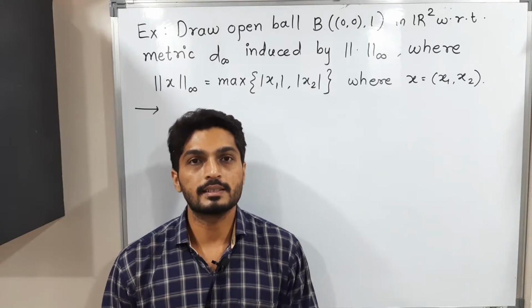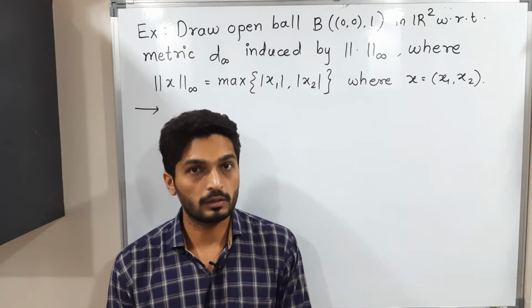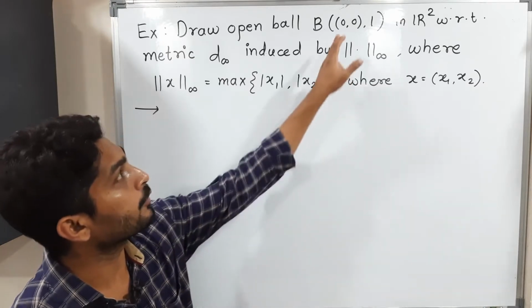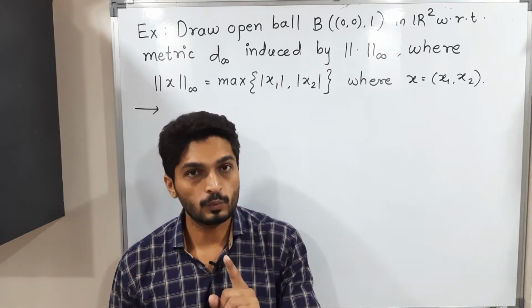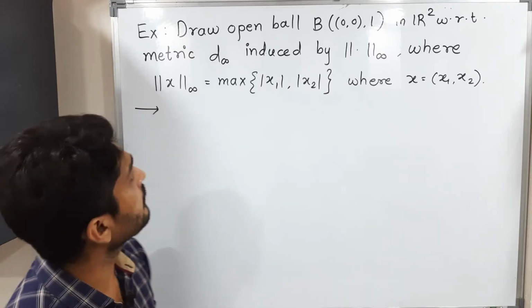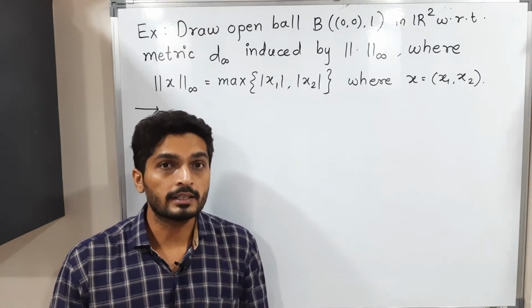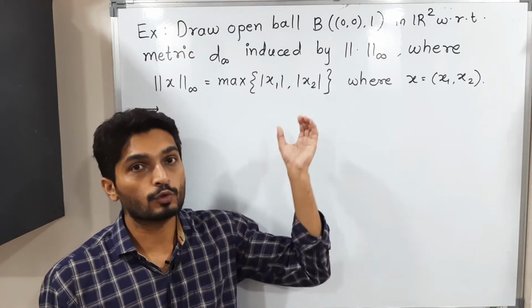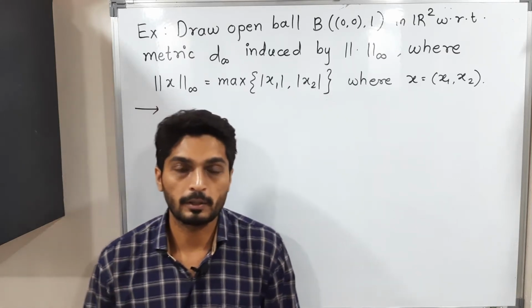So let us discuss this example. In this example, we have to find out one open ball. As you can see here, we have to find out this open ball with center at origin and radius 1. But what is the metric here? The metric is d infinity. d infinity is induced by this norm infinity, and the definition of norm infinity is also mentioned there.